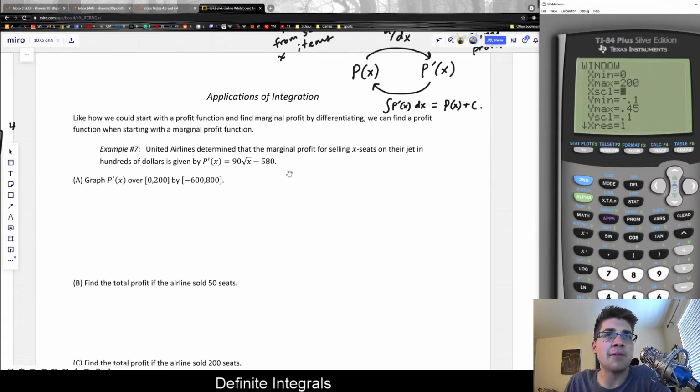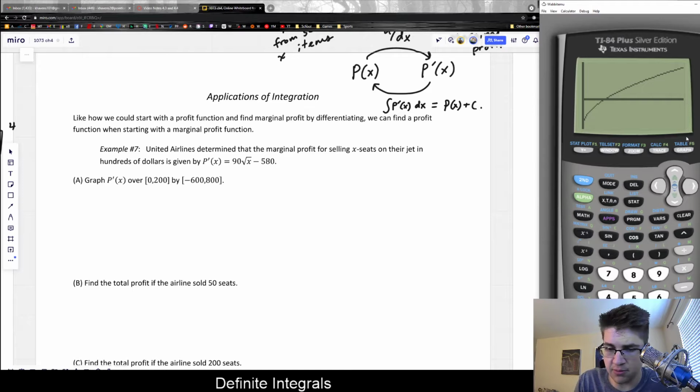We'll just assume that this is a 200 seat jet, but that might be more than actually makes sense depending on your average airplane. And then it says y min going from negative 600 to 800. And this is the range of our profit rate, basically the change in profit over that period of time. And we'll go ahead and hit graph. And what we get is, since it is a square root function with an intercept, it starts negative and it moves to positive. And let's go ahead and sketch out what we've got here.